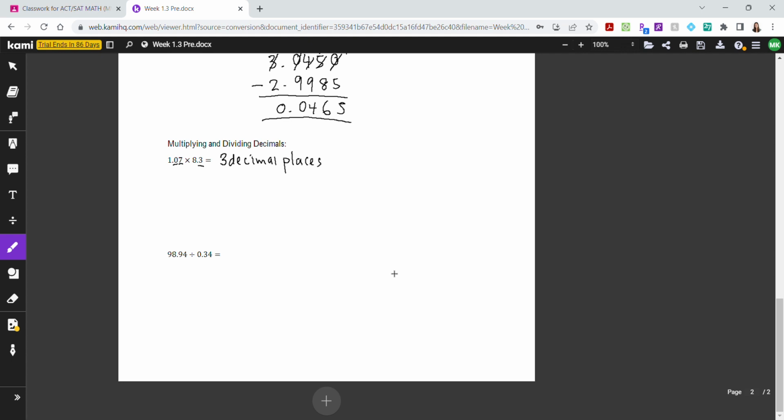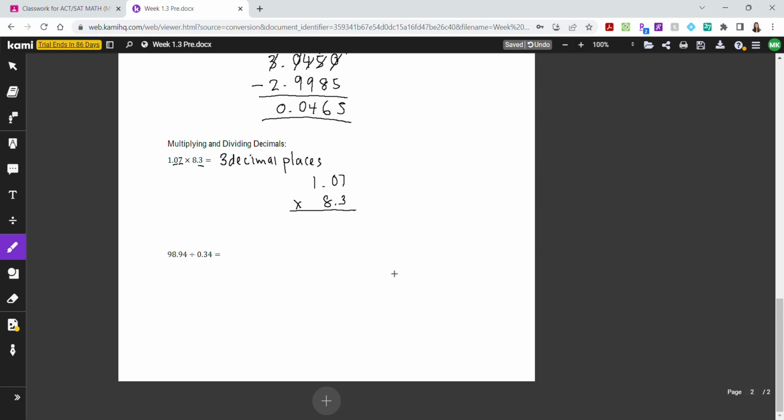right? And so now when I'm multiplying it, here's what I want to do. So we're going to put 1.07 times 8.3. This one doesn't really matter where the decimal point is. Just remember, your final answer should have 3 decimal places. So I'm just going to go ahead and do the multiplying like normal.